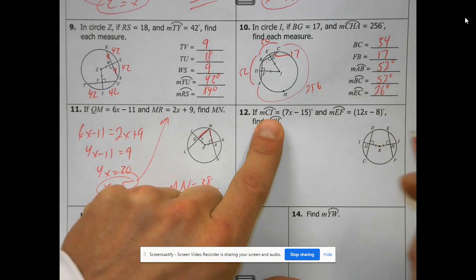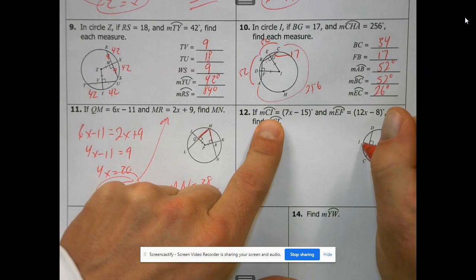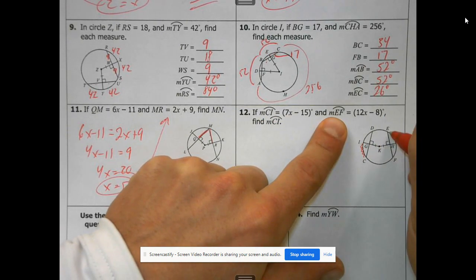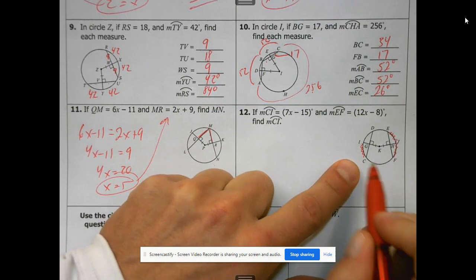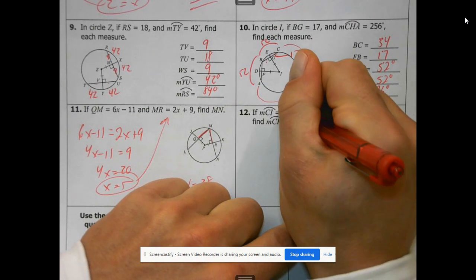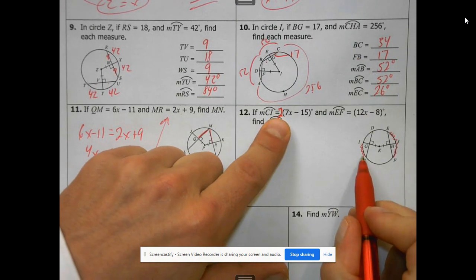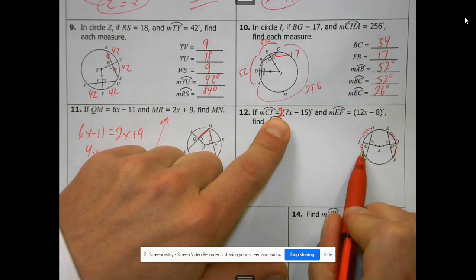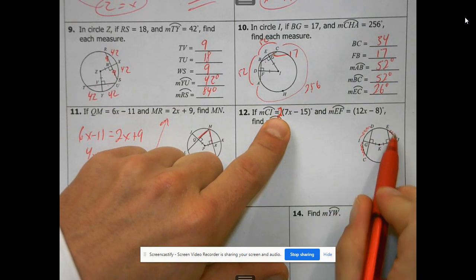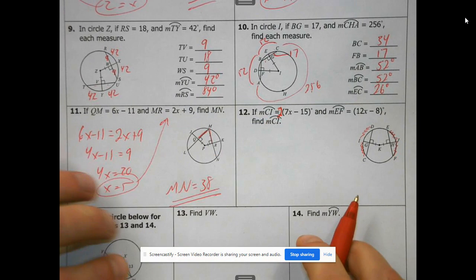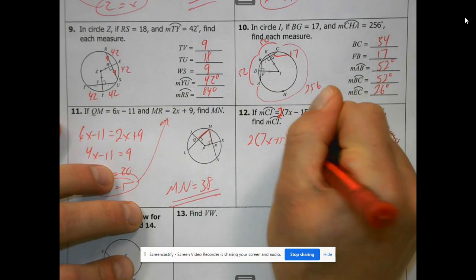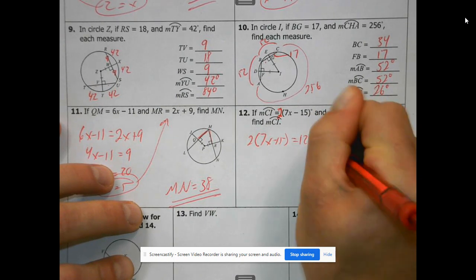Okay, 12, we're talking about arc CI, that piece right there. We're talking about arc EF, all of that. Those aren't equal. However, if I double this guy right here, then I can set them equal. So if I double this, then I can set it equal to this. That's my equation. So 2 times 7x minus 15 equals 12x minus 8.